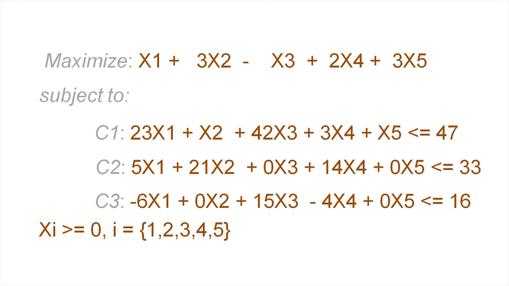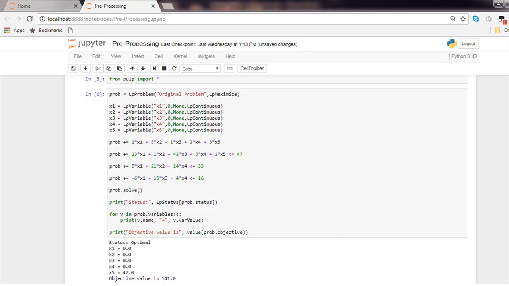Consider a maximization problem consisting of 5 continuous variables x1, x2, x3, x4, and x5. The problem has 3 constraints C1, C2 and C3. We solve the formulated problem in Python. First, load the pulp package for the solver. Next, declare the problem prob as the original problem. Formulate the problem by defining the objective function and 5 constraints as shown in the previous slide. Finally, solve the problem and print the optimal values of the decision variables and objective function.